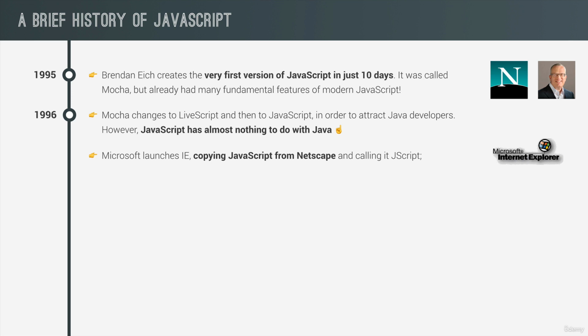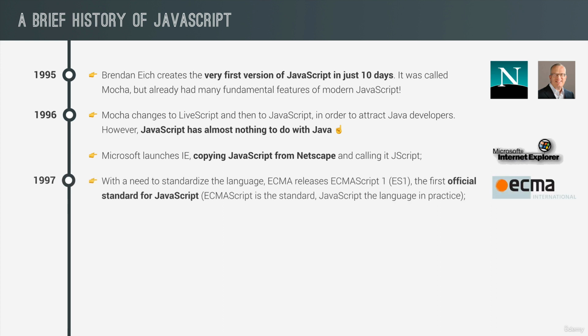So the language was submitted to an independent standards organization called ECMA, which in 1997 released ECMAScript 1, or ES1. This was the very first official standard for the JavaScript language, and with this, every browser could now implement the same standard JavaScript. In the real world, we usually use the term ECMAScript to refer to the standard, while JavaScript is used when we talk about the language in practice, as it's implemented in browsers.